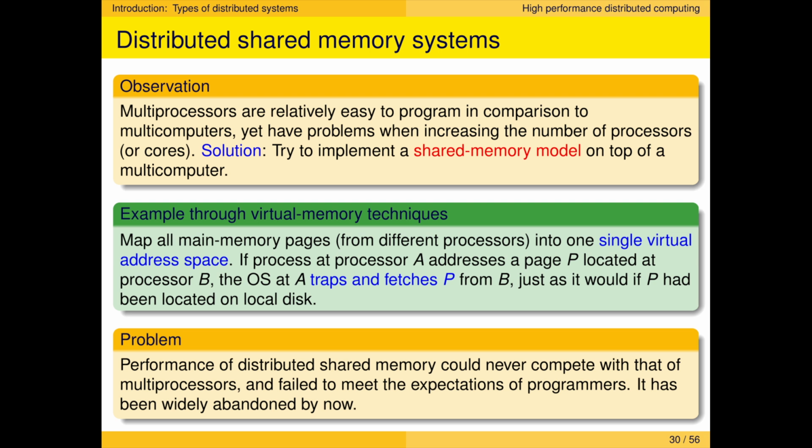And when processor A needs some page P from the memory on another computer, let's say on processor B, in that case, the operating system at A will cause a trap. It will communicate with the computer where processor B is, and that operating system will fetch that page and send it to A, and then the processor at A may resume its operation. But performance-wise, distributed shared memory systems, as in the case we just discussed, cannot compete with that of the multiprocessor systems. They're inherently quite slow.